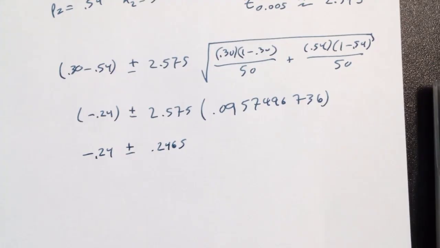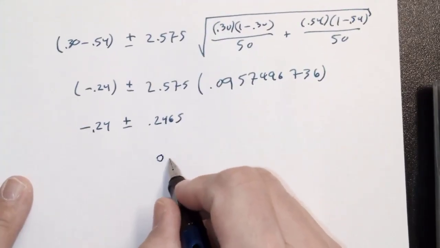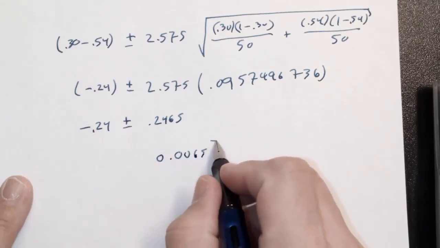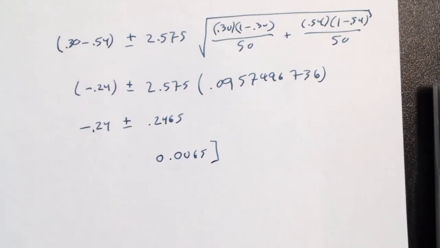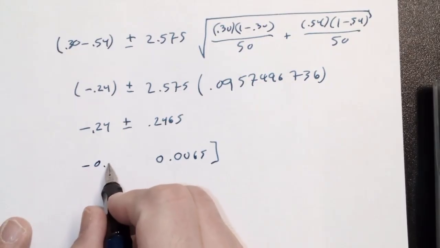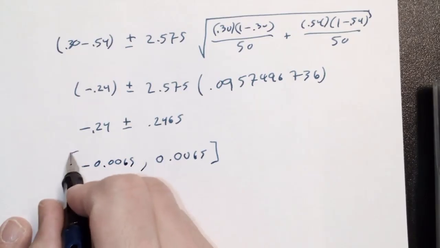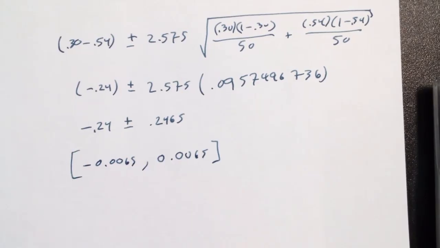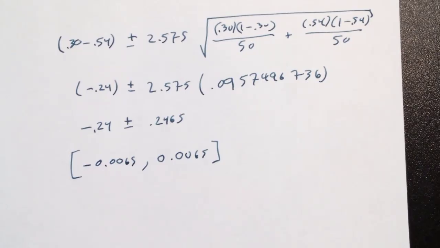So negative 0.24 plus this number is just barely bigger than 0.0065, and negative 0.24 minus 0.2465 is negative 0.4865. Please notice how far to the left of zero that is. Not a lot left of zero. I mean, it just barely covers zero.